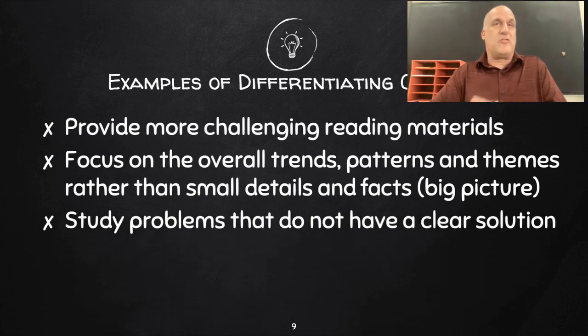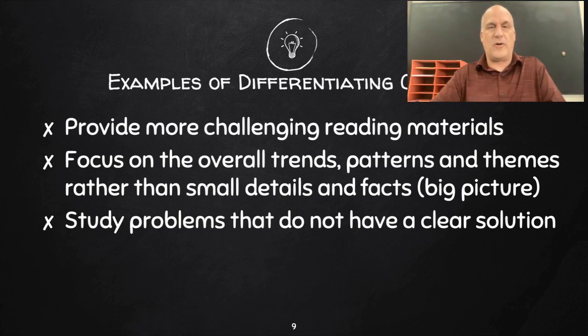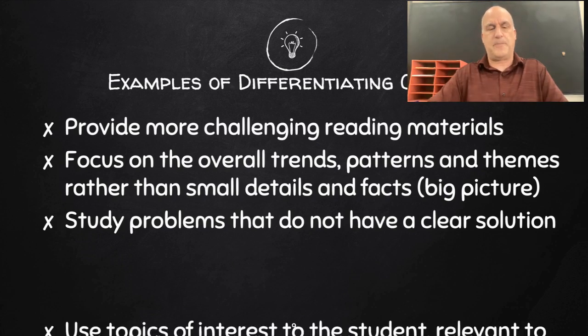Next is to study problems that don't have an answer. In school, we tend to want students to work on things that have a clear, definitive answer. But we know in life, this is not the way things work. In real life, there's not one answer. It could be this, it could be that. There's not one that's necessarily definitively right and definitively wrong. There might be different levels of that, depending upon the situation. So we need to study problems to allow students to do that.